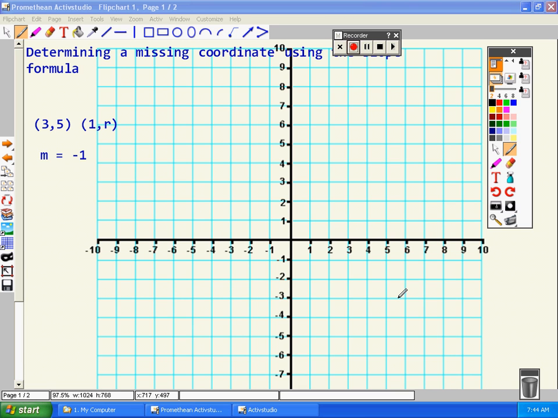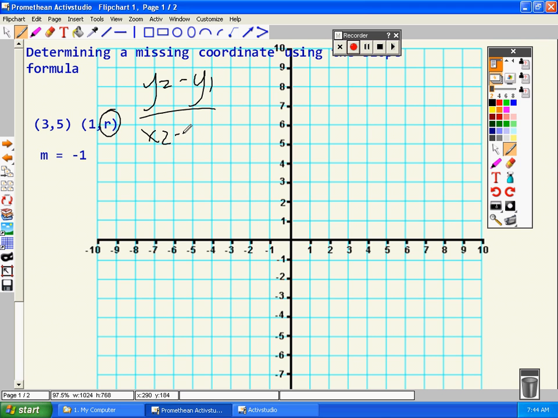Okay, today we're going to be using the slope formula to find a missing coordinate. We've already used the slope formula, y2 minus y1 over x2 minus x1. We've already used this formula to find slope given 2 points. However, now we're using the slope to find a missing coordinate in one of our points.